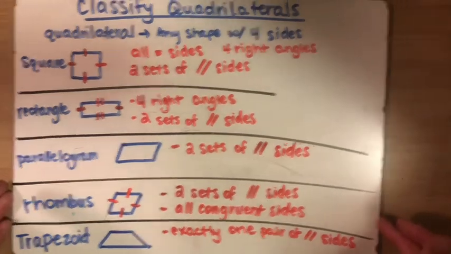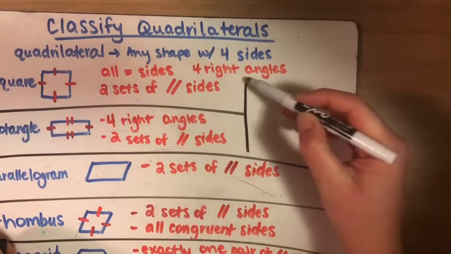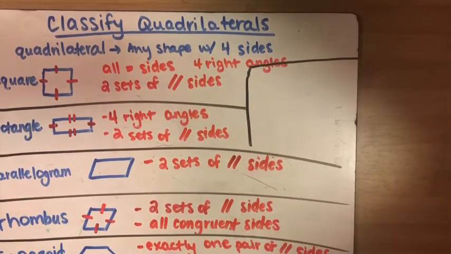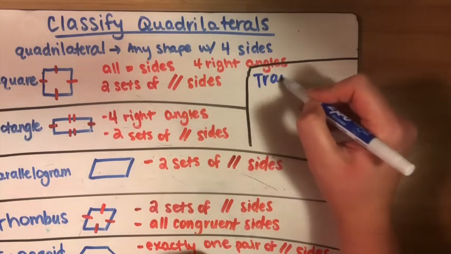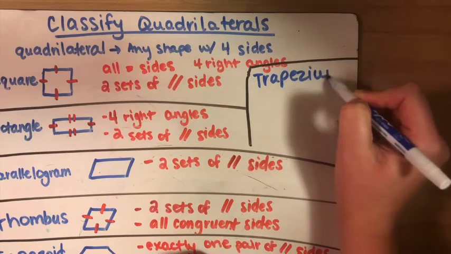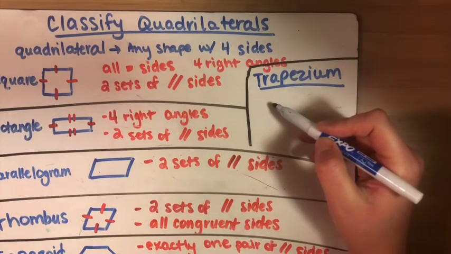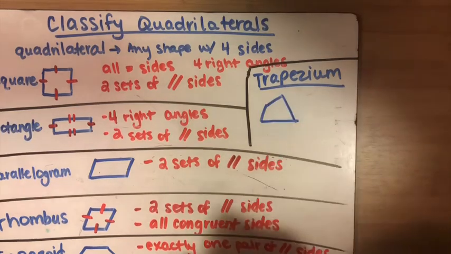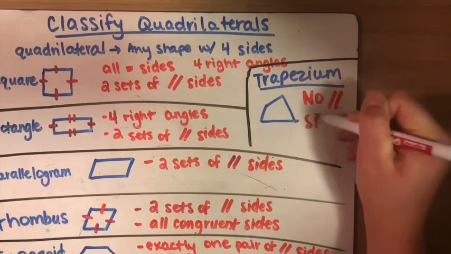And then actually the last one we're going to learn about, I'm running out of room, so I'm going to do it over here in the corner. The last one we're going to learn about is called a trapezium, or a trapezium, however you want to say it. And this kind of shape has no parallel sides. The trapezium has no parallel sides.